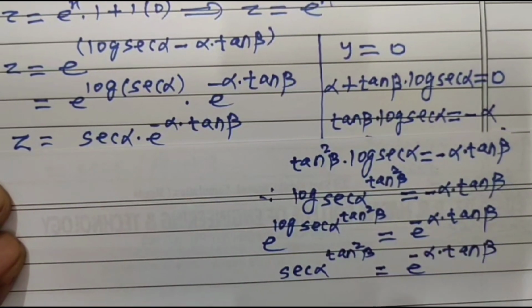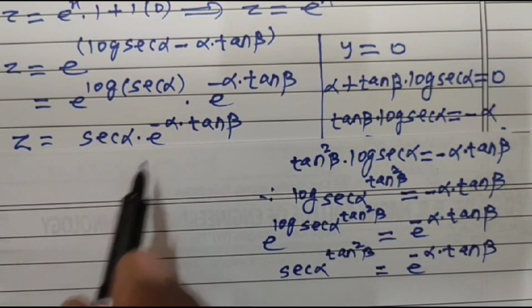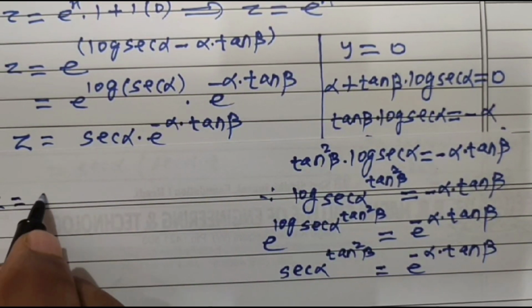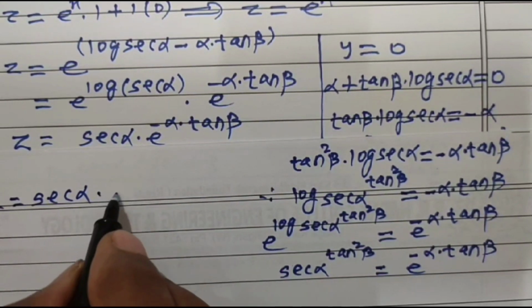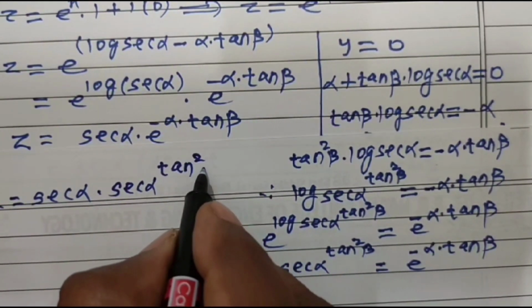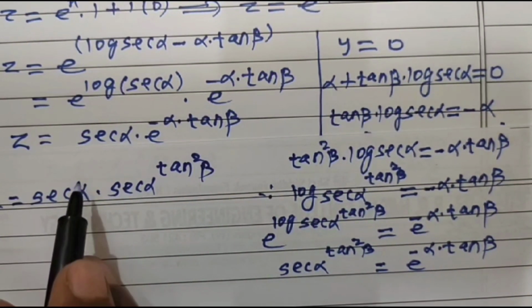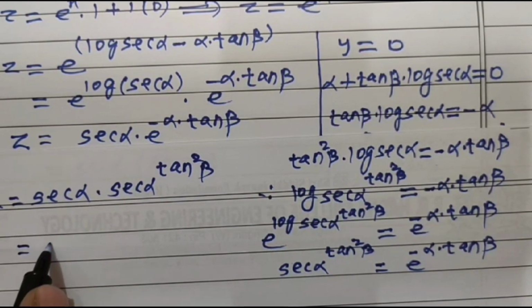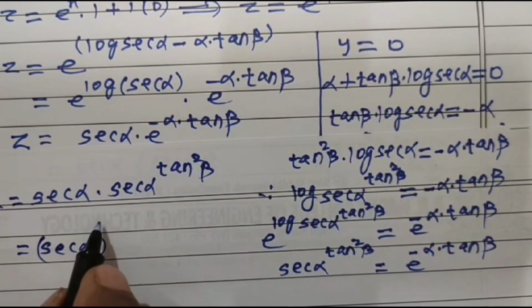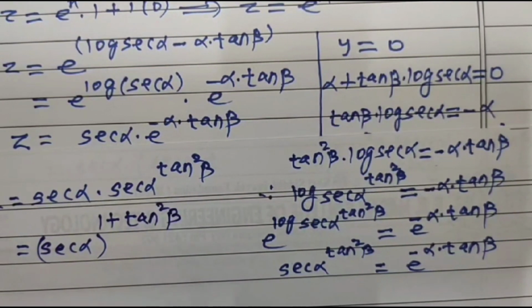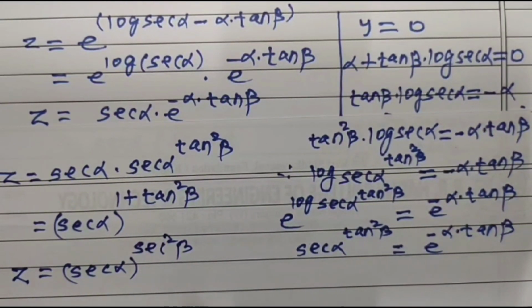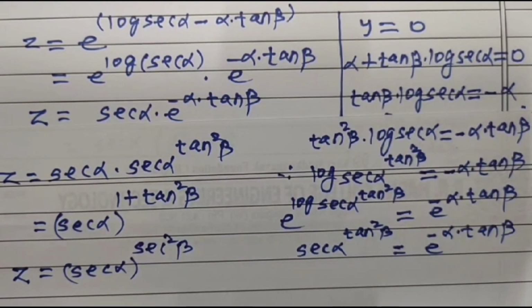Now replace e to the power minus alpha into tan beta here, hence z is equal to sec alpha into sec alpha to the power tan square beta. Now the power of sec alpha here is tan square beta and here the power of sec alpha is 1. The base is the same, hence we take the sum of the powers, 1 plus tan square beta. But you know 1 plus tan square beta is sec square beta. So z is sec alpha to the power sec square beta, if z is a purely real number, considering the imaginary part is 0. So this is the solution of this sum.